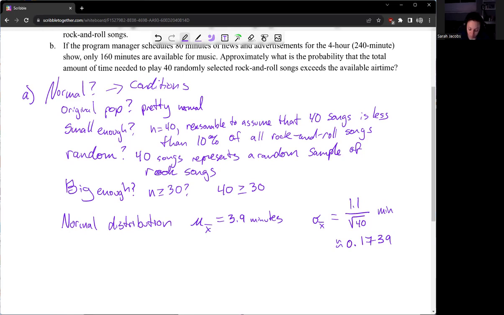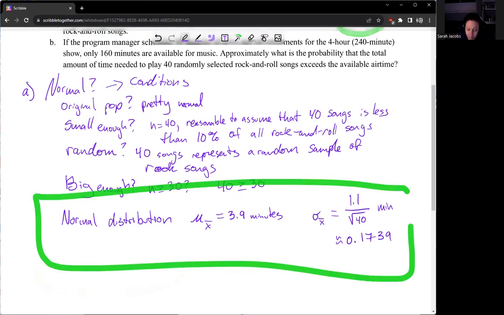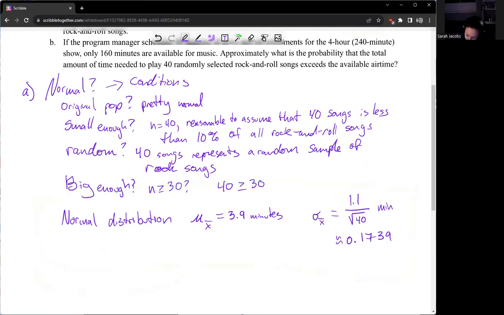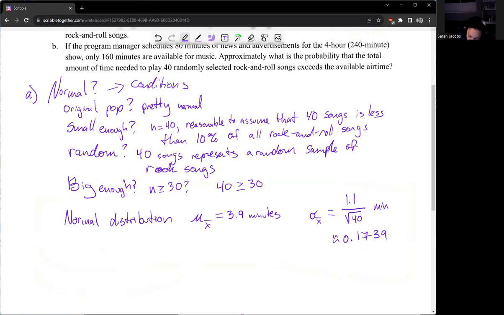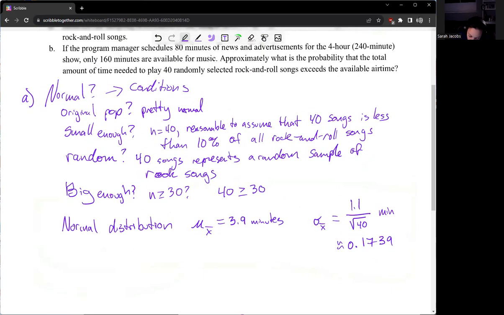Okay. So that's part A. Describe the sampling distribution, normal, of sample mean song lengths for random samples of 40 rock and roll songs. So here's that. Now, part B, this is where we apply it. If the program manager schedules 80 minutes of news and advertisements, let me try and make a little more room here.